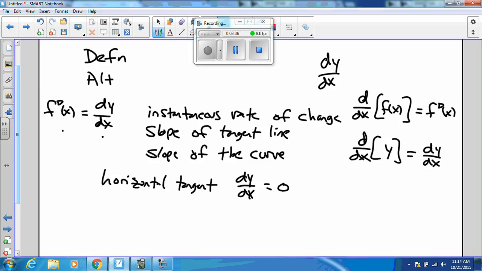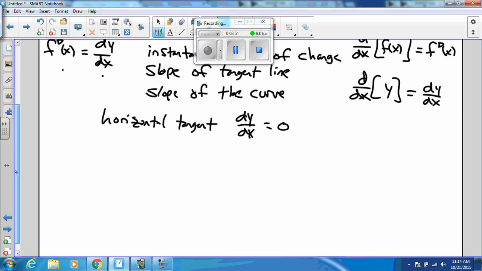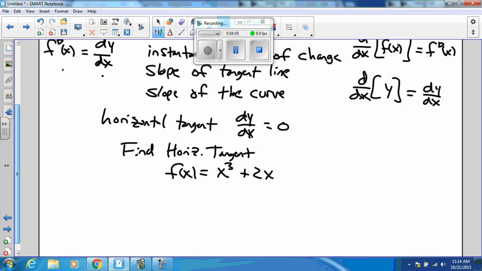Yes? Question over horizontal tangent. Yes. Just to make sure. If you simplify that down for f of x, it should give you a value of x. Yes. Which you then plug back into f of x to get a point. Yes. That's right. So for example, if I need to find the horizontal tangent of f of x equals x cubed plus 2x or something like this. Can't do that. How about x cubed minus 2x? There we go. I need to find the horizontal tangent or tangents here.